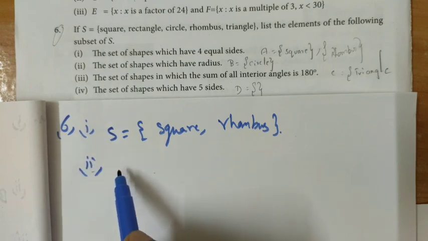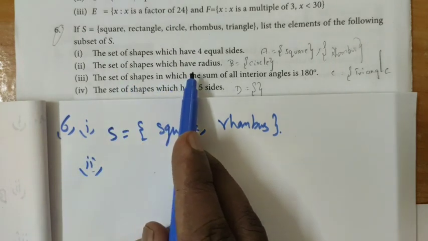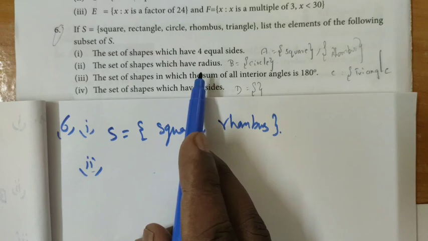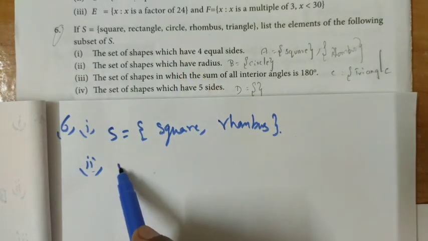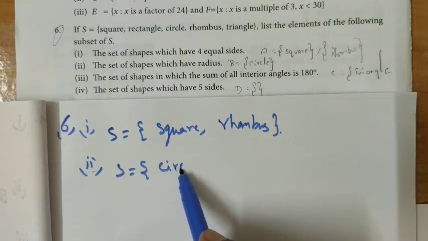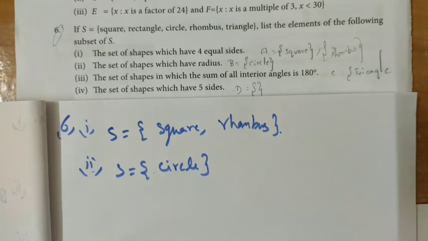Roman number 2. The set of shapes which have radius. In circle only we are using the radius. The set is circle, right? When we draw a circle, that time only we are using the radius, right?